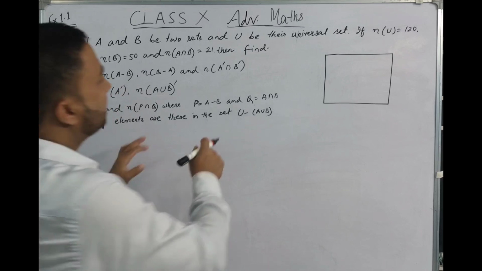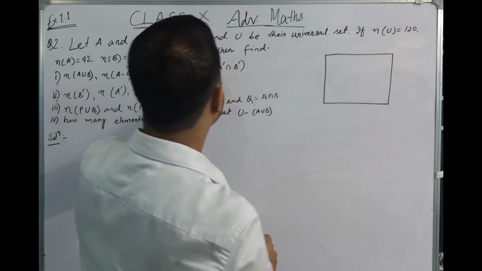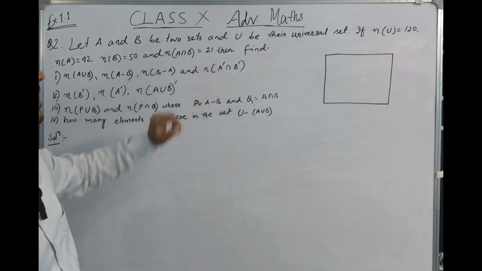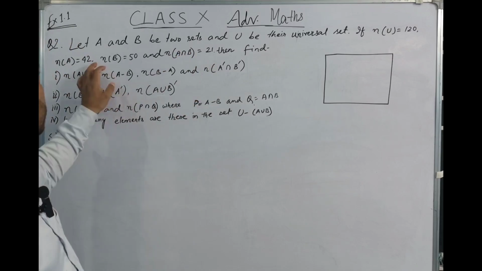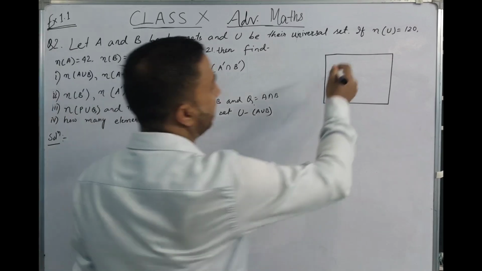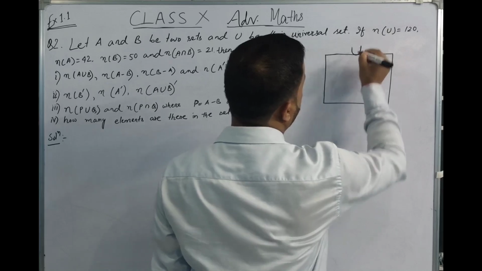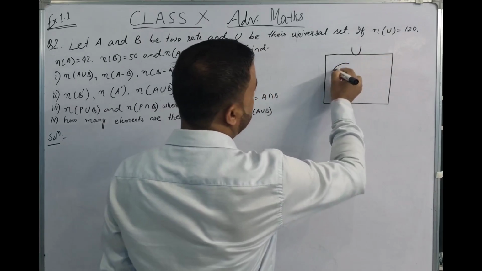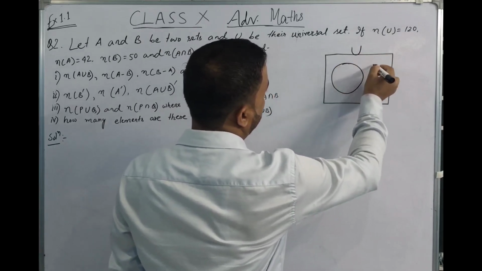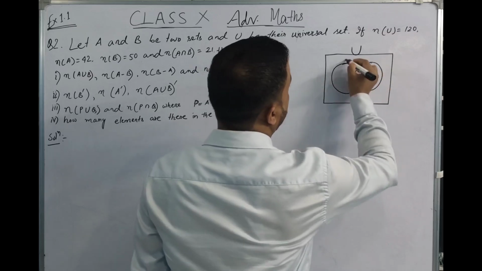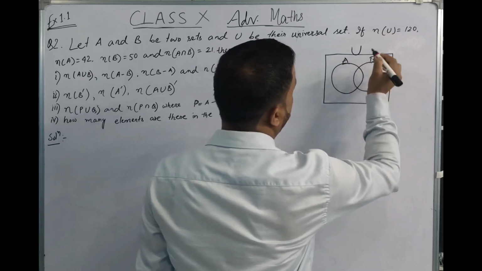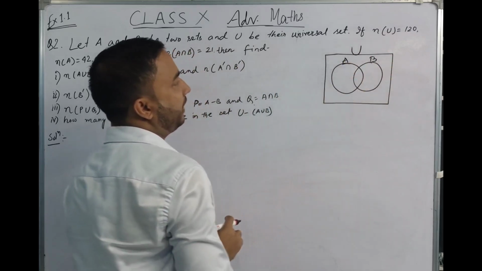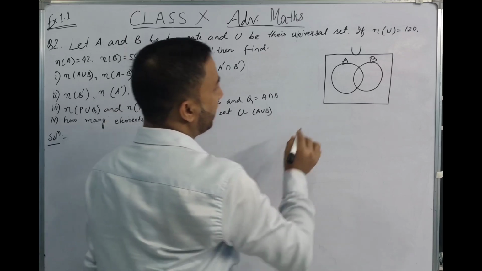Since the number of A intersection B is not 0, some elements are common to both the sets A and B. So U is the universal set. Universal set we represent by a rectangular shape, and the other sets we represent by a circle. These are the two sets A and B, and the rectangle is the universal set.